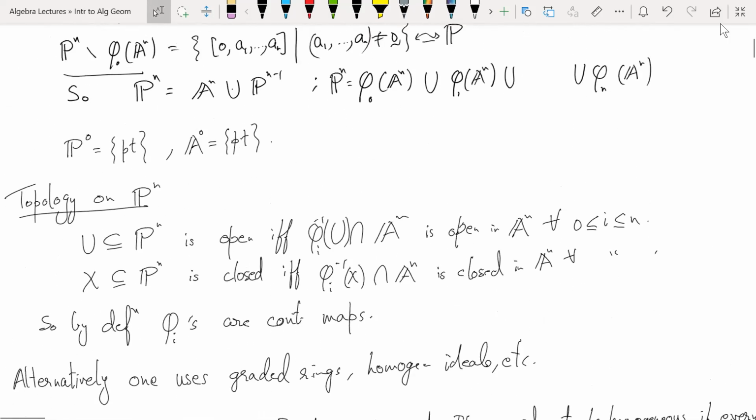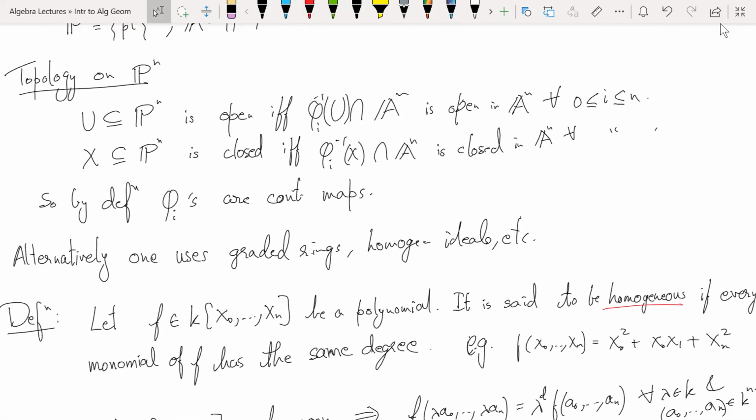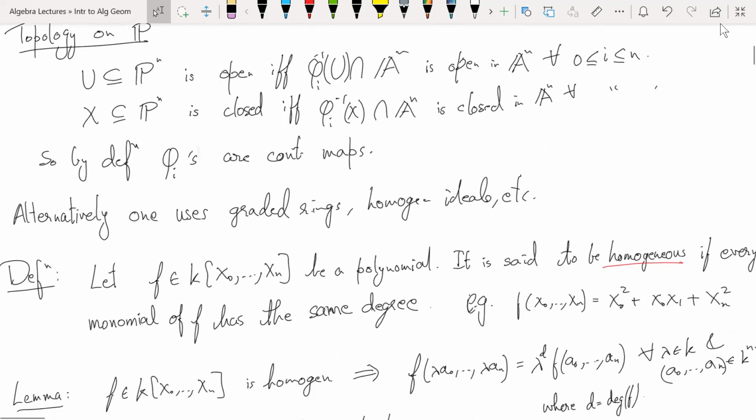So in P^n we can relate this to the ring k[x_0, ..., x_n], the homogeneous polynomial ring in n plus 1 variables. So that's where we sort of start. Any point in P^n corresponds to a line in K^(n+1), in A^(n+1).